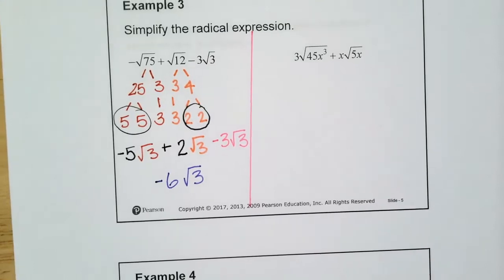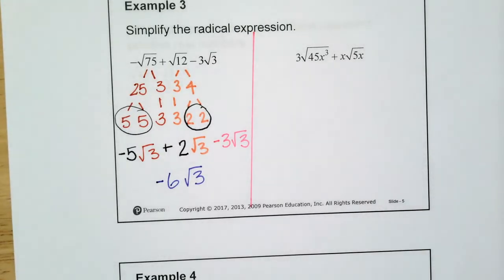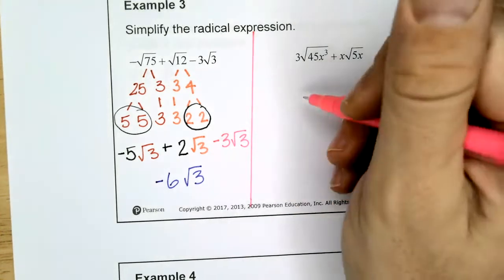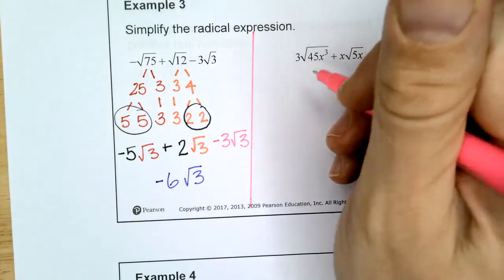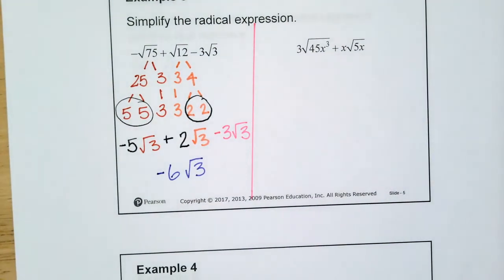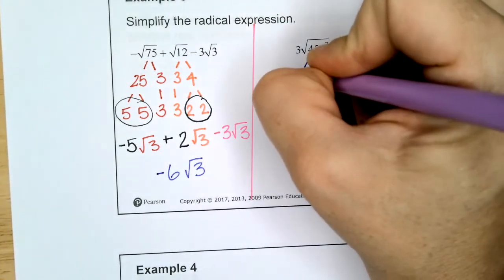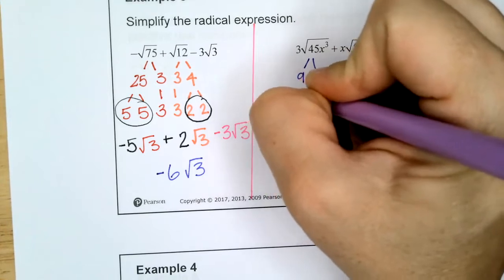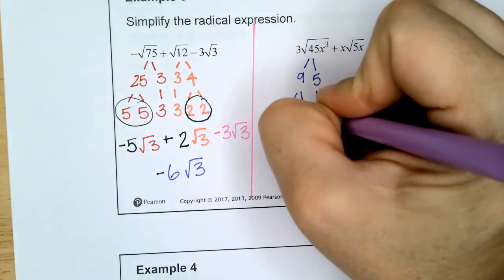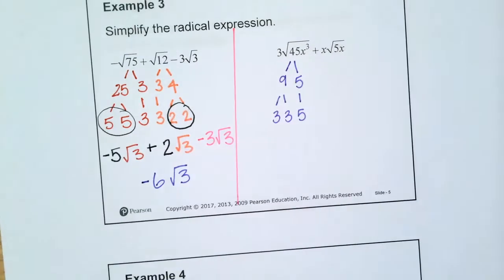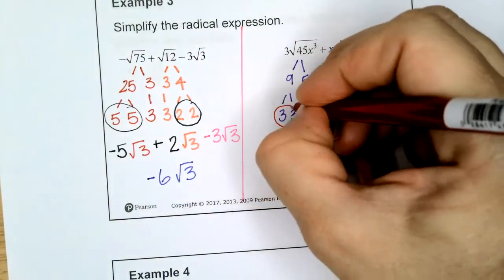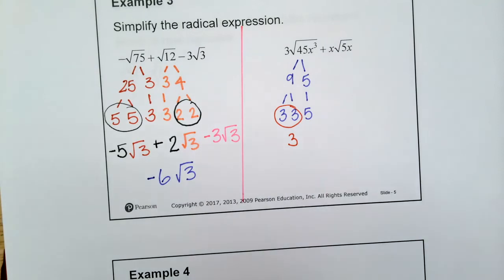Three square root of 45x cubed plus x times the square root of 5x. So nothing changes just because there are variables. We are going to treat the variables the same way we treat the numbers, okay? So we have that 3. And then we're going to take 45 and simplify 45. Can I take anything out of 45? 45 is 9 and 5, right? 9 is 3 and 3. So I can pull out the 3 and I leave the 5.